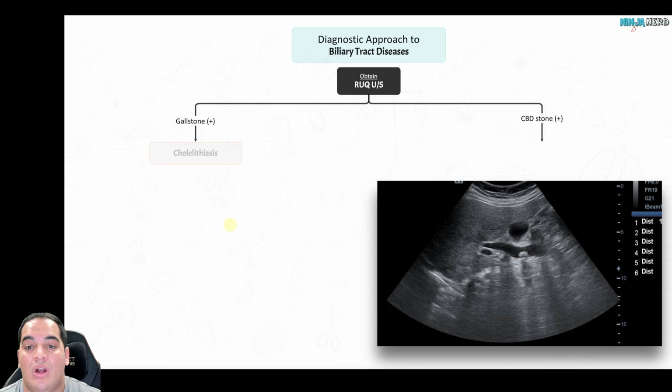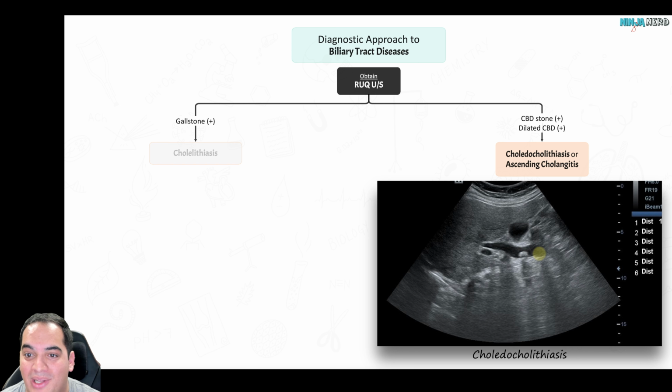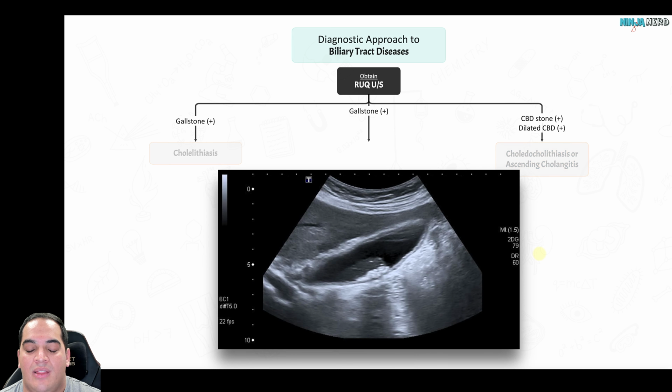Cool. What if I look at the right upper quadrant ultrasound, though, and I say, oh, shoot, here's the common bile duct, and I see a stone here, and the biliary duct is pretty dilated. Well, then if they're presenting with right upper quadrant abdominal pain, increased alk phos, increased bilirubin, and no significant white cell count or fever, it's probably choledocholithiasis. But if they present with a stone, dilated bile duct, white cell count, high alk phos, and high bilirubin, then that's probably ascending cholangitis.